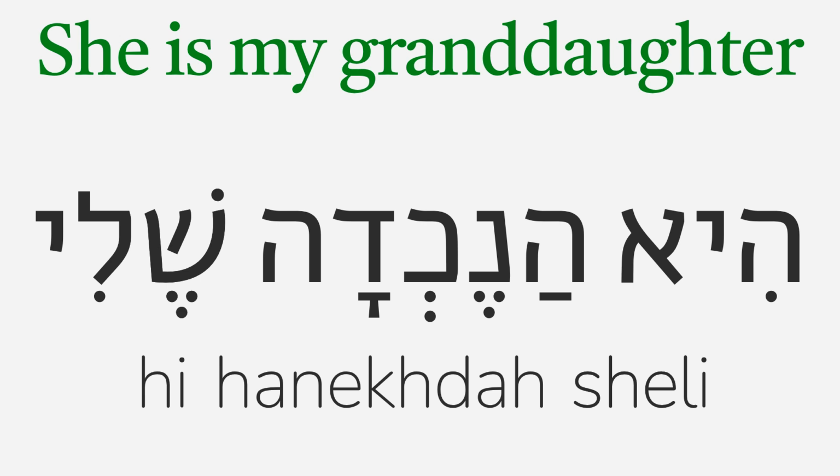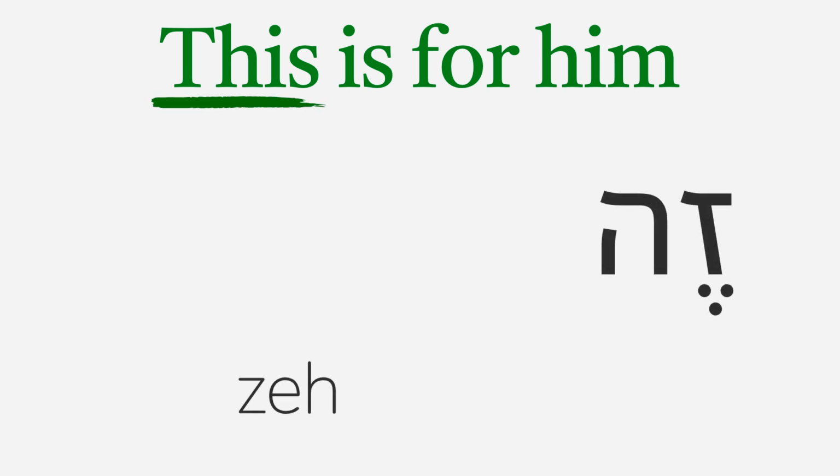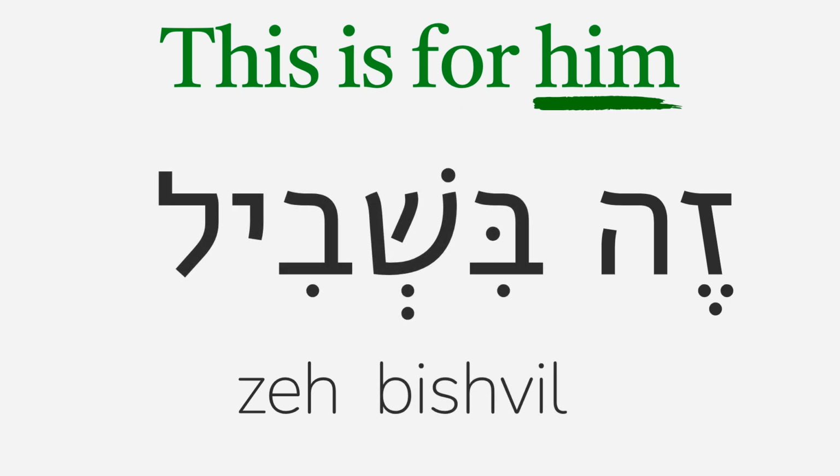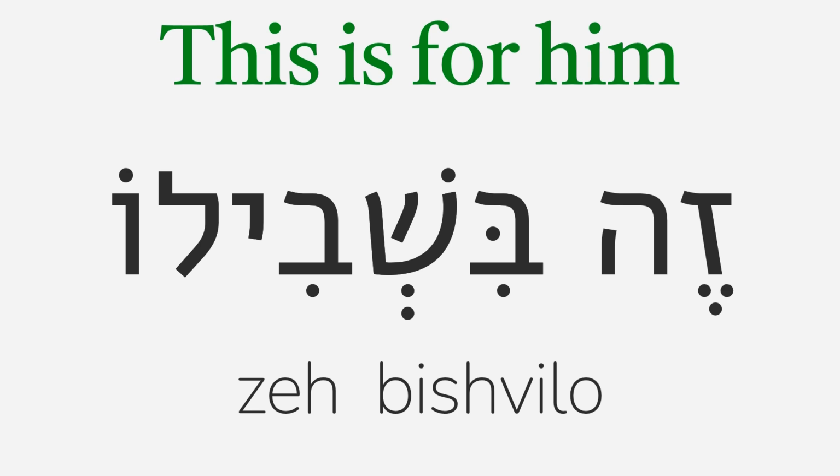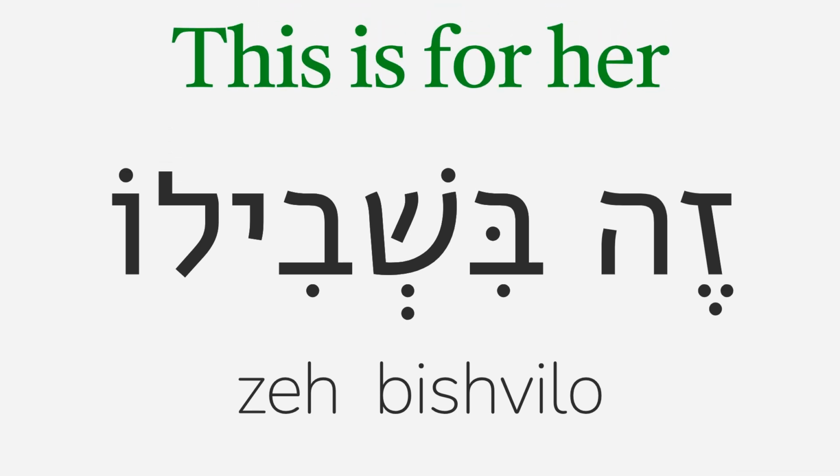Hi hanechda sheli. Next, let's say this is for him. This in Hebrew is ze. Again, no Hebrew word for is. For is bishvil, and him will be an o suffix stuck onto that preposition, bishvilo. Ze bishvilo. This is for him. To say this is for her, we take off that o, him suffix, and replace it with an a, her suffix. Ze bishvila. This is for her.